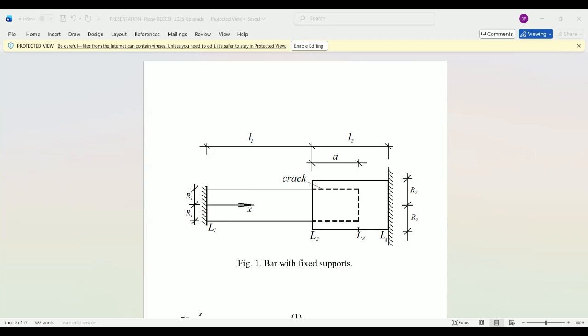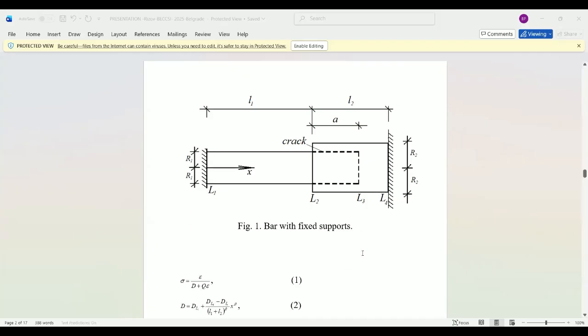The bar is under uniformly distributed temperature change. Both supports of the bar are fixed. Therefore, the bar is a statically indeterminate system. The mechanical behavior of the bar is nonlinear elastic and is treated by the constitutive law given in equation number 1.